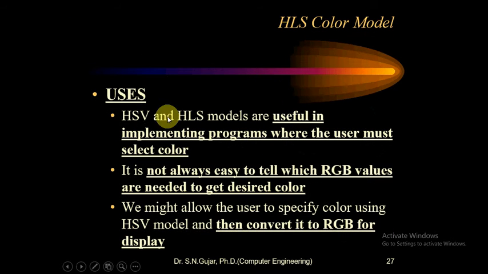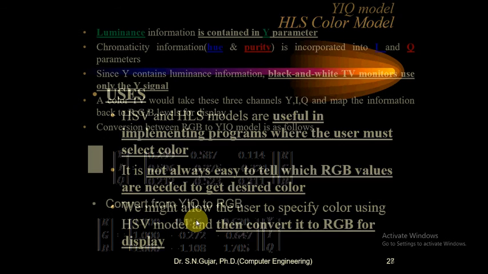Now the HLS color model. HSV and HLS models are useful in implementing programs where the user must select the color. It is not always easy to tell which RGB values are needed to get the desired color. So we might allow the users to specify color using the HSV model and then convert it into the RGB display.